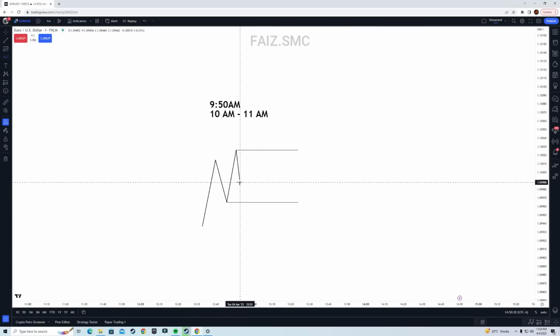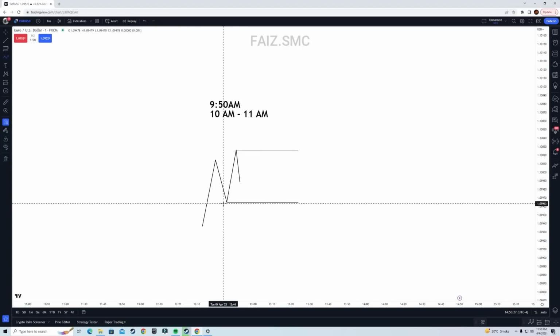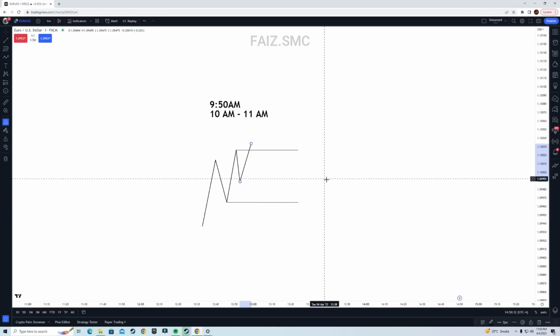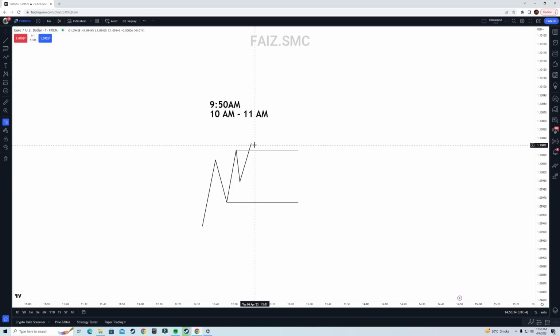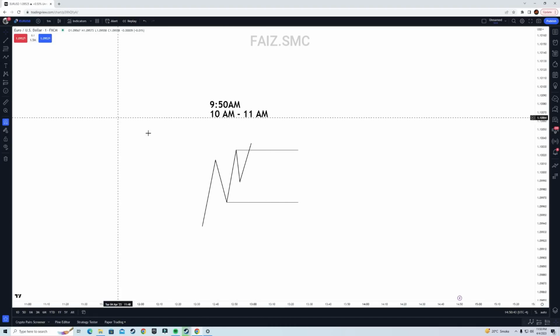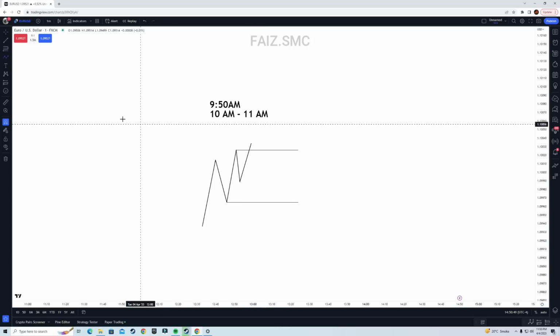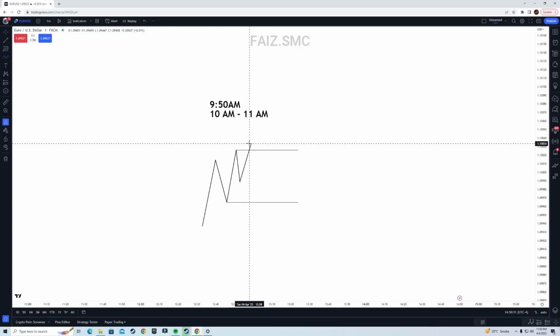Then look for price to either take out the buy side or the sell side liquidity. So look for price to either take out the high or the low. Let's assume that price takes out the high over here, and the high is taken out, let's say, at 9:57 a.m. Remember, our entry must be between 10 a.m. and 11 a.m. So once price takes out liquidity, you want to drop down to the 1-minute time frame. So we were on 5 minutes, now we drop down to the 1-minute time frame, and we look for a shift in market structure.